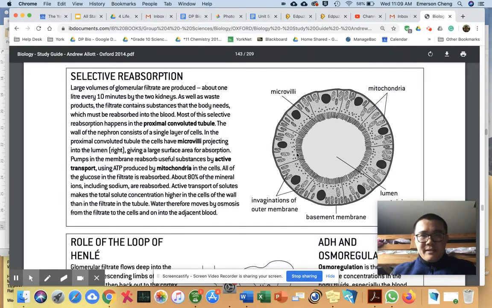So if you look through this, you're talking about large surface area, you're talking about the pumps using ATP to pump. All the glucose of the filtrate is reabsorbed. 80% of the minerals, sodium, are absorbed. Active transport of solutes makes the total solute concentration higher in the cells than in the filtrate of the tubules. Water therefore moves by osmosis from the filtrate to the cells and into the adjacent blood. So blood cells are around here, not shown in the diagram.